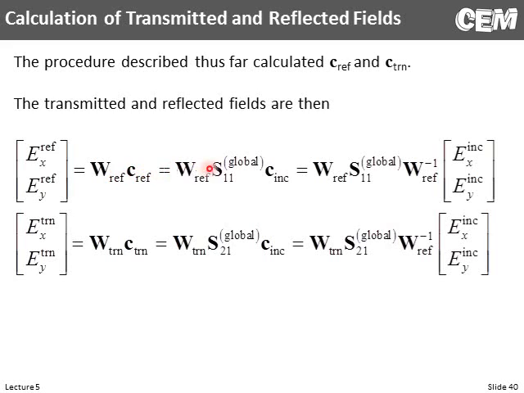Cref was S11 times the applied mode coefficients, and the applied mode coefficients were the inverse of the reflection eigenvectors times the fields. And remember, these were the polarization vectors. And we could step through the same thing for the transmitted side.